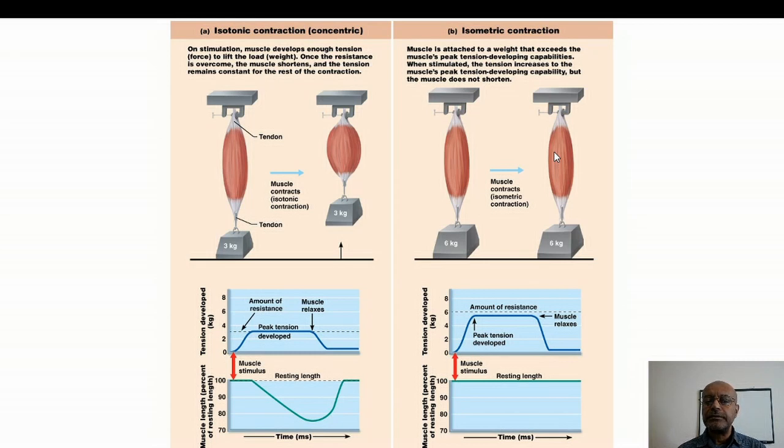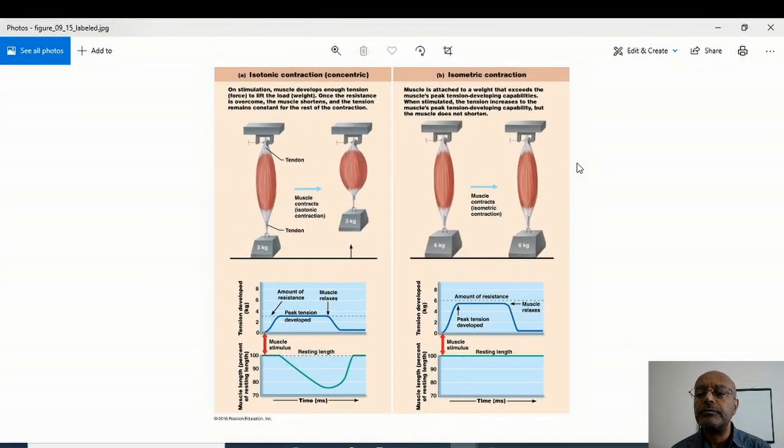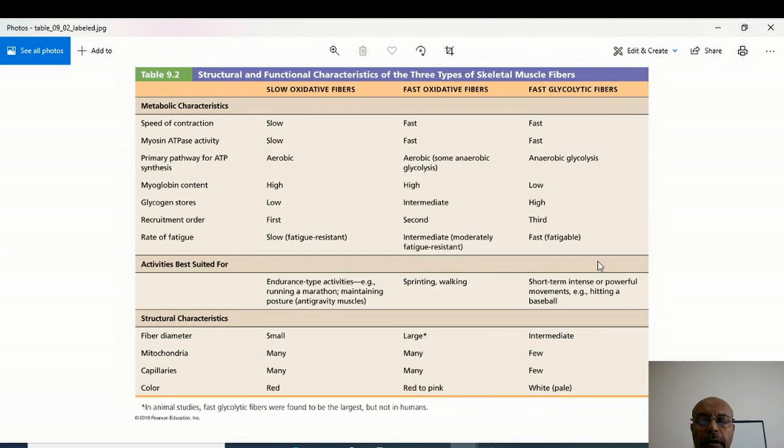If it gets shorter, concentric contraction like this one. If it remains the same, isometric. These are the three choices which can happen to a muscle when it tries to contract against a resistance, or trying to lift weight. Those are three types of muscle contraction.